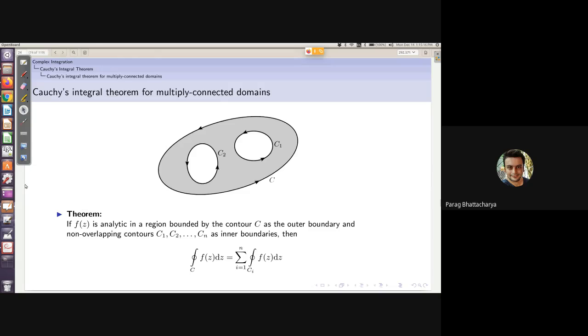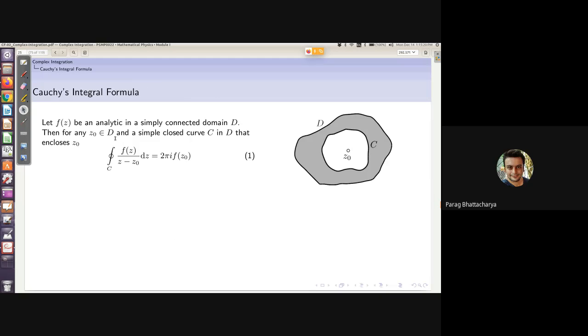Okay, so next is Cauchy's integral theorem for multiply connected domains. Next we have the Cauchy's integral formula, a very important formula, especially for the NET exam. Problems on the Cauchy's integral formula are very common. So what it says is this. Suppose I have a simply connected domain D, and inside this simply connected domain, we have a simple closed curve. That simple closed curve is C.